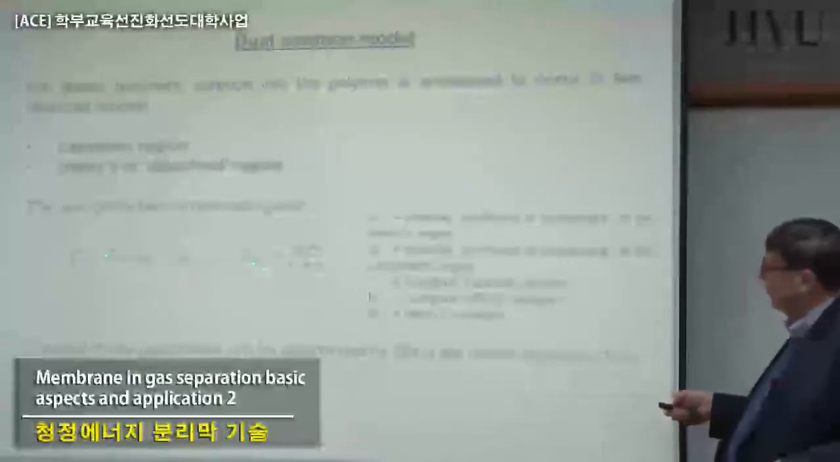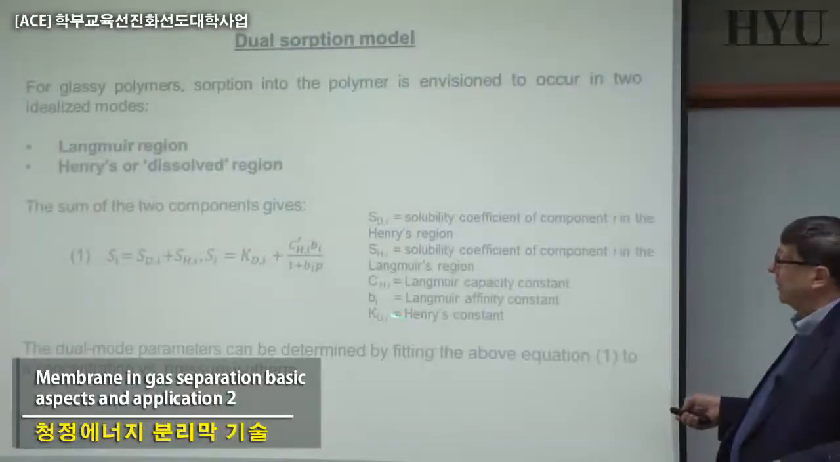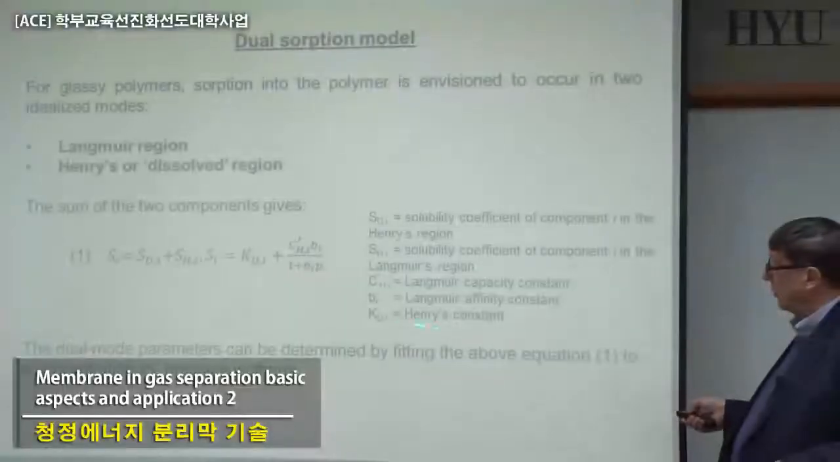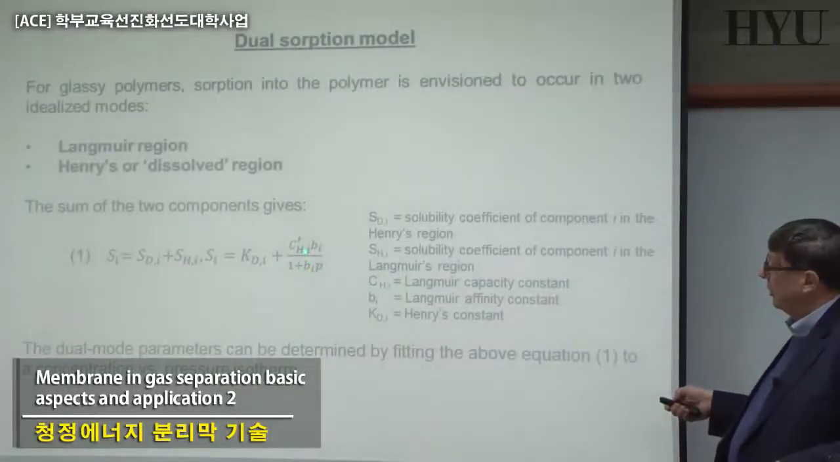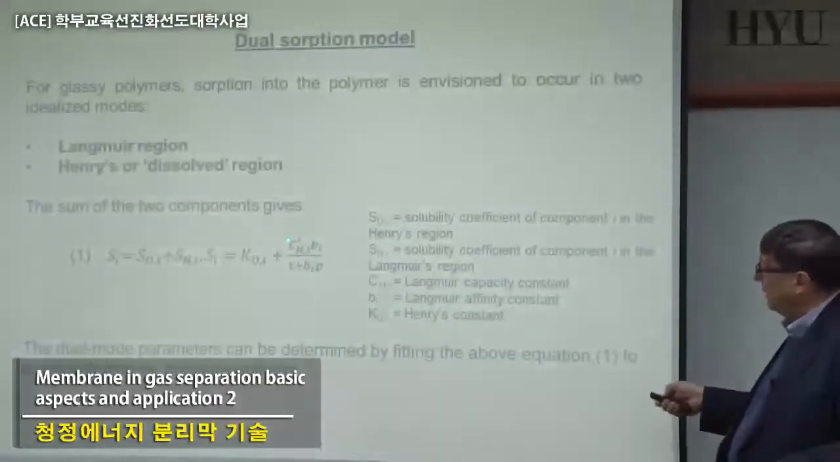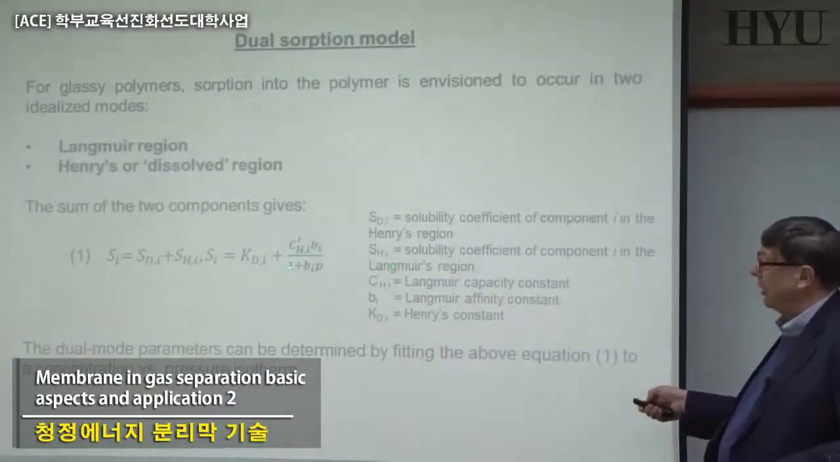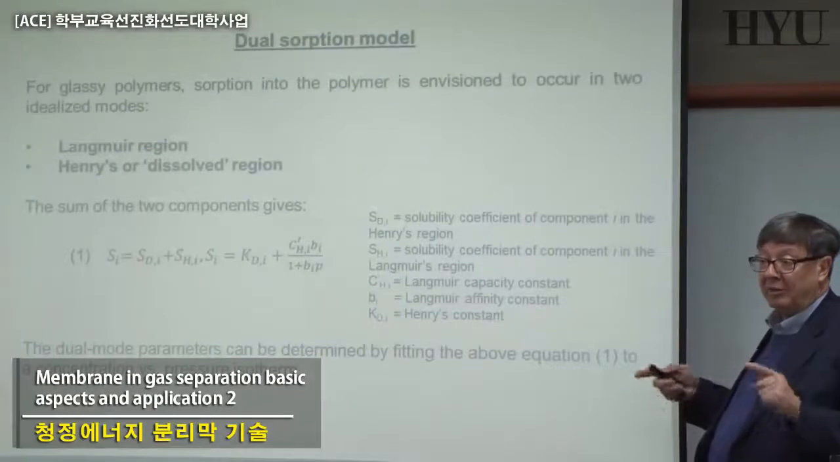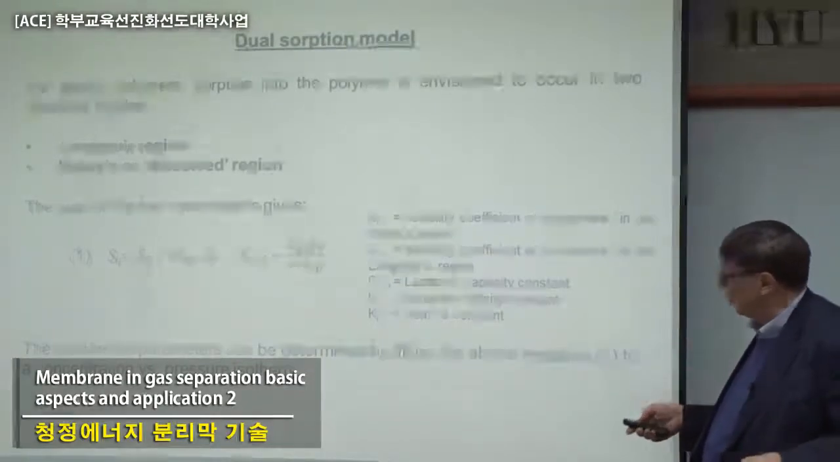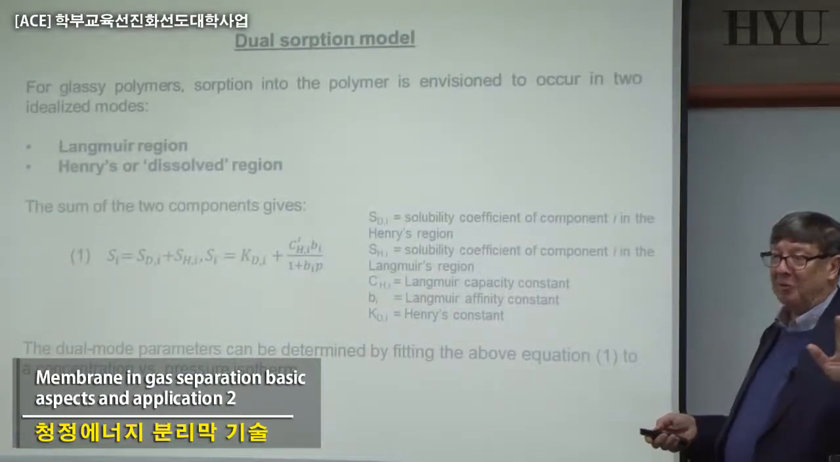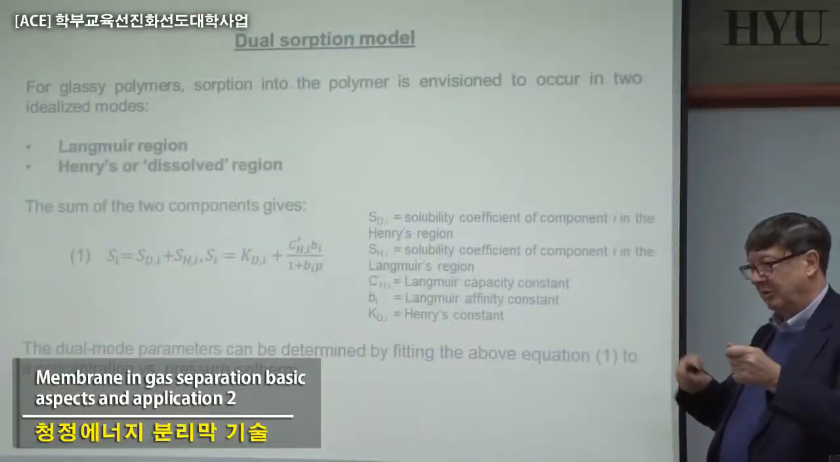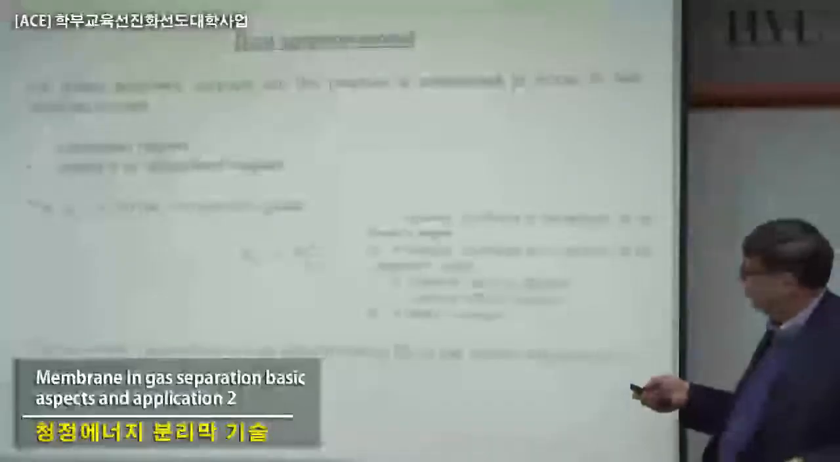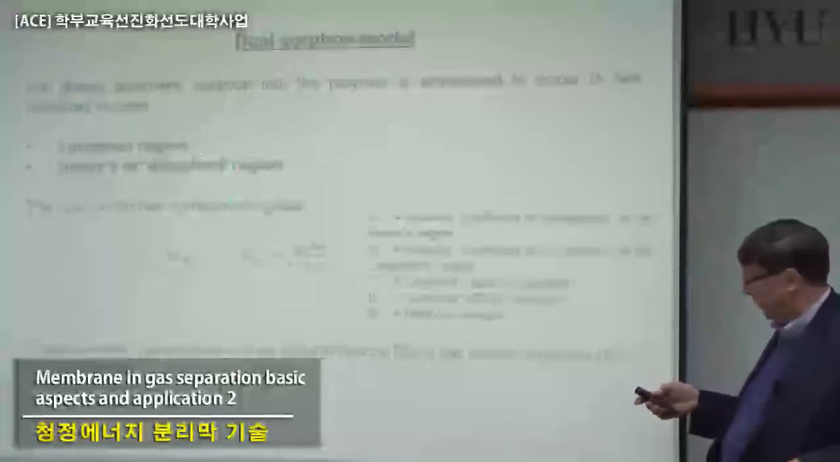The solubility is given by this K, which is the Henry constant, the normal one, but this term here, the Langmuir capacity constant and the Langmuir affinity constant, are the terms that make the deviation from the ideal equation, pure Fickian diffusion. Now, this dual sorption is one of the possible models. There are a lot, everybody is trying, but for sure you have to consider this kind of phenomena.